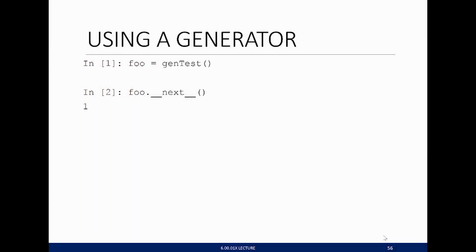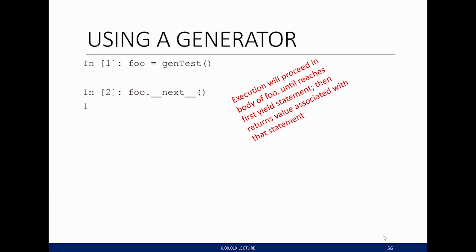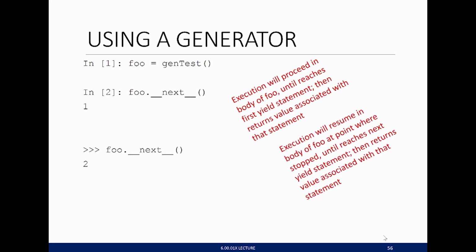So this just summarizes what I just did. In this case, executing the body of foo, which was something created by gentest until it reaches the first yield. And similarly to the second one. And then similarly until I get to something that raises a stop iteration exception.